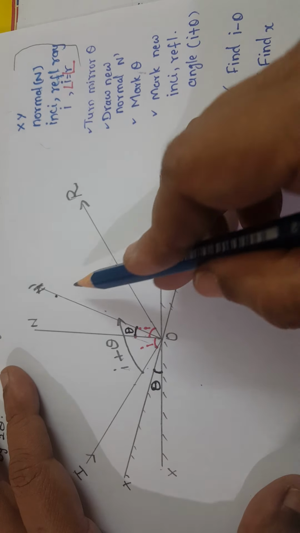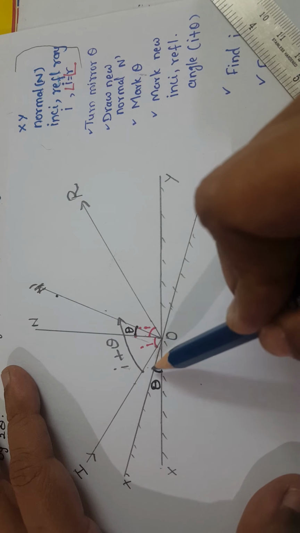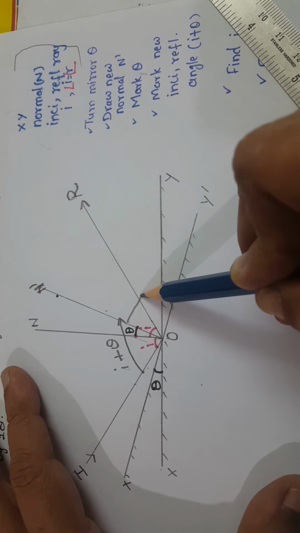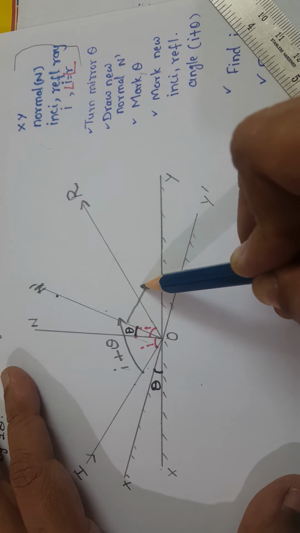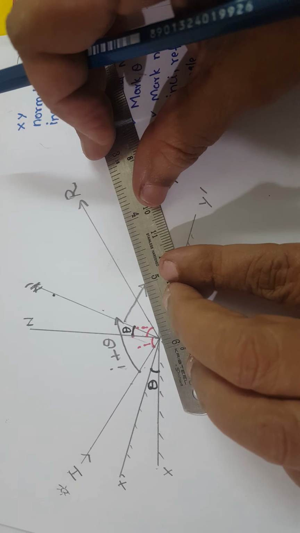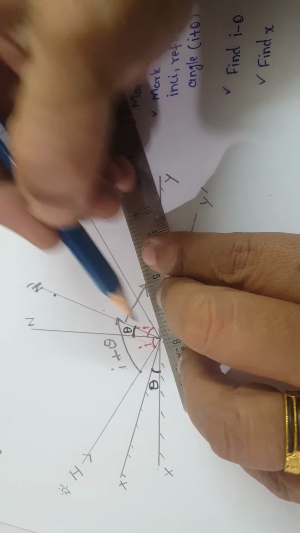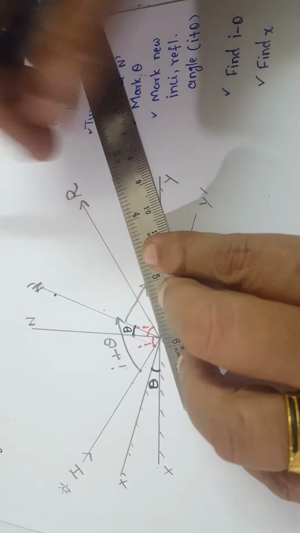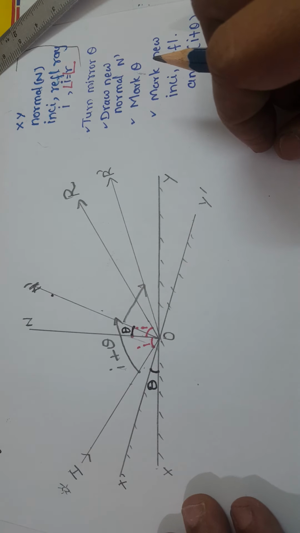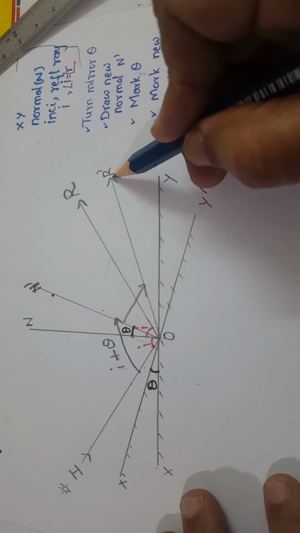So I got N dash here, and now I have to draw the reflected ray. If this is going to be I plus theta from this normal, somewhere here you will get the new reflected ray. So I will draw the new reflected ray. I will mark it as R dash. After rotating the mirror through angle theta, the new reflected ray is R dash.